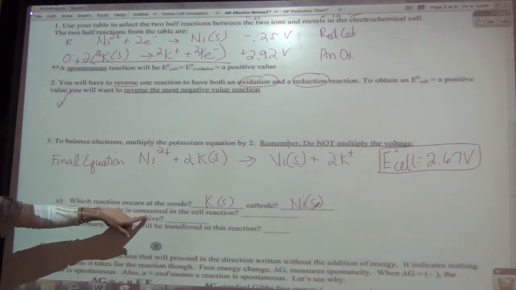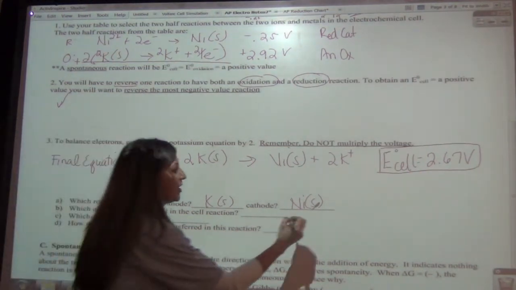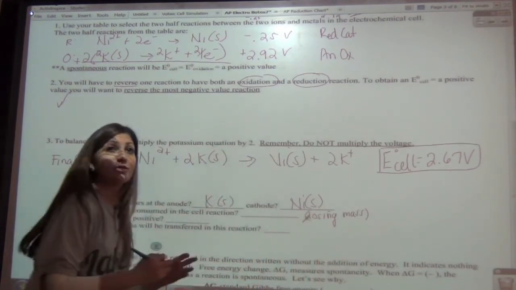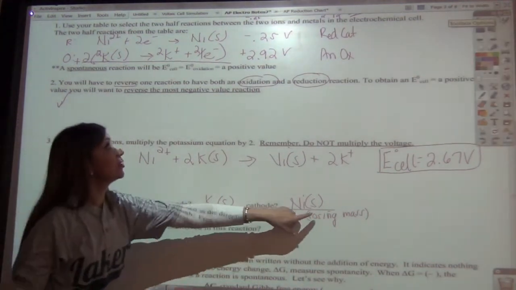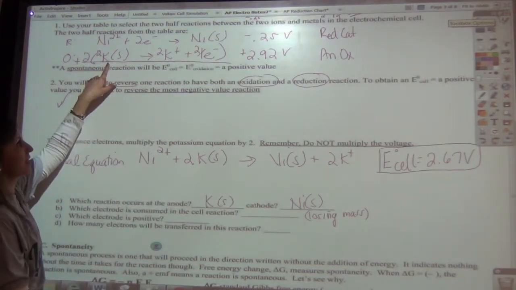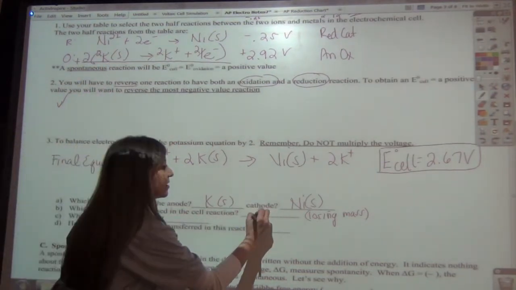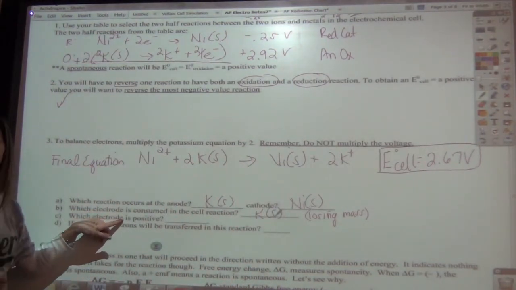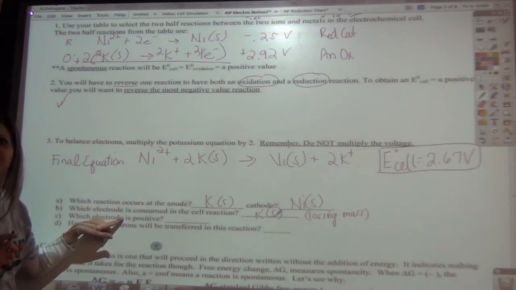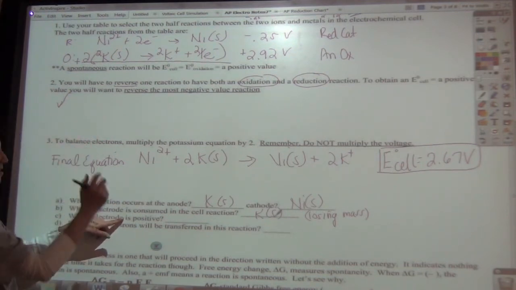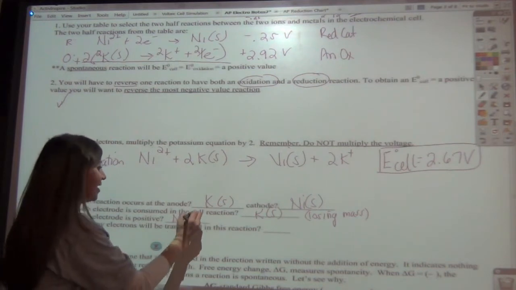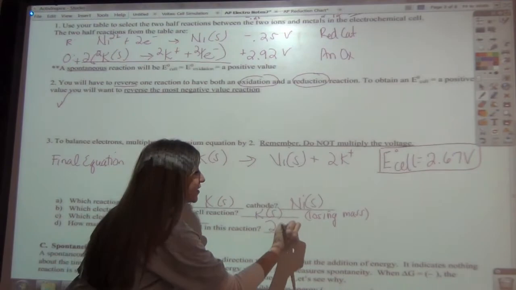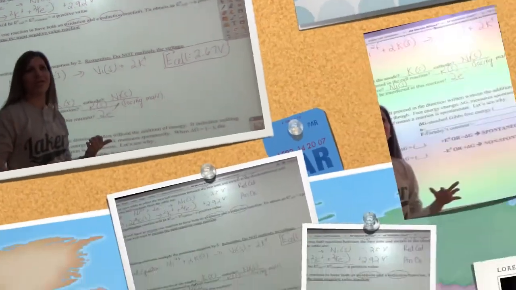Which electrode is consumed? In other words, which one is losing mass? When they say consumed, it's like getting eaten up. Okay, so it's losing mass. So which one is losing mass? What did we say? The one that's becoming that solid going to an ion is? Okay, solid. Very good. And now which electrode is positive? The anode or the cathode? The cathode. So which one's the cathode? The Ni. And the last question is, how many electrons are transferred? 2. Perfect. 2 electrons are being transferred. All right, let's take a break.